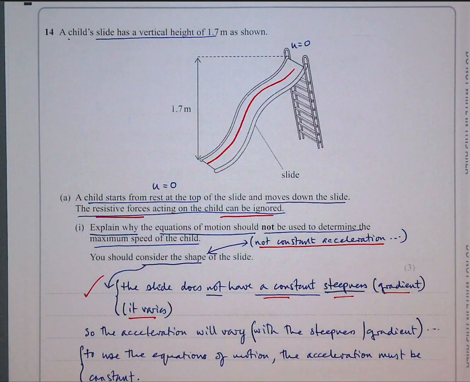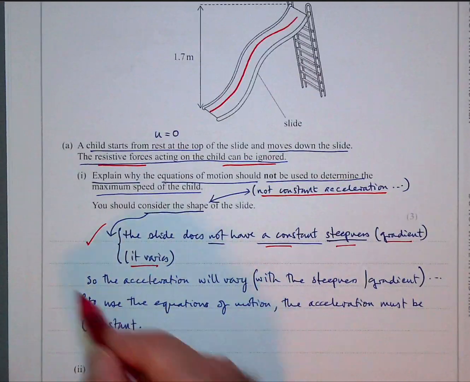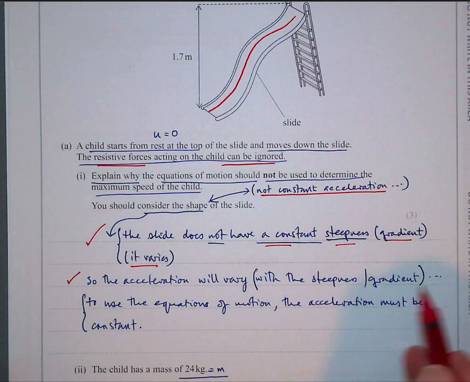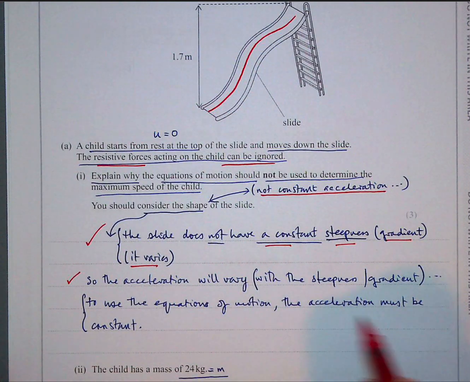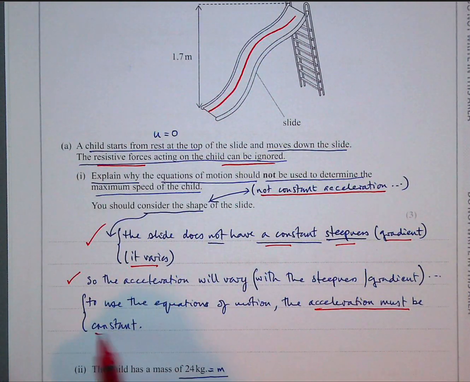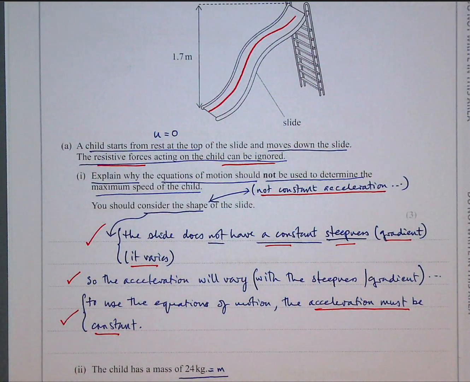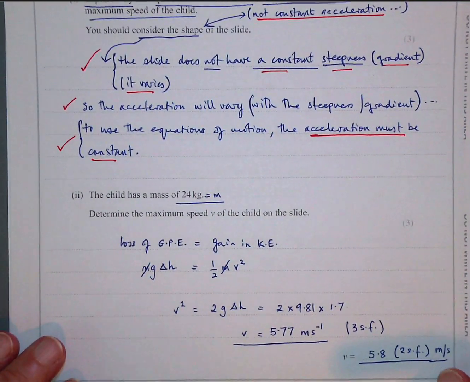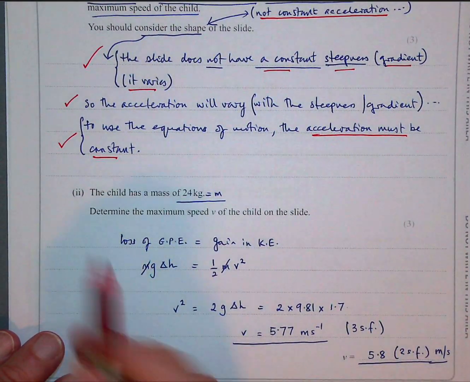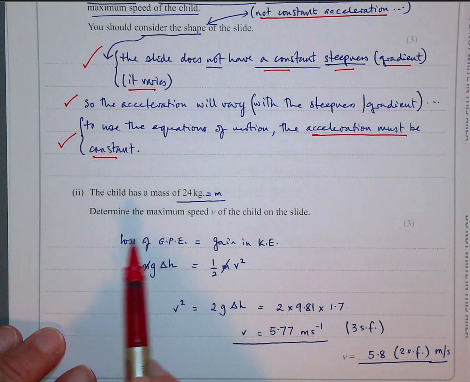There's one mark. All right, so the acceleration will vary with the steepness of the gradient. To use the equations of motion, the acceleration must be a constant. So remember, these are constant acceleration equations of motion. If it's not constant acceleration, you can't use them. The next part is applicable to the rest of the question, and you need to understand this, and this is how I would solve it.